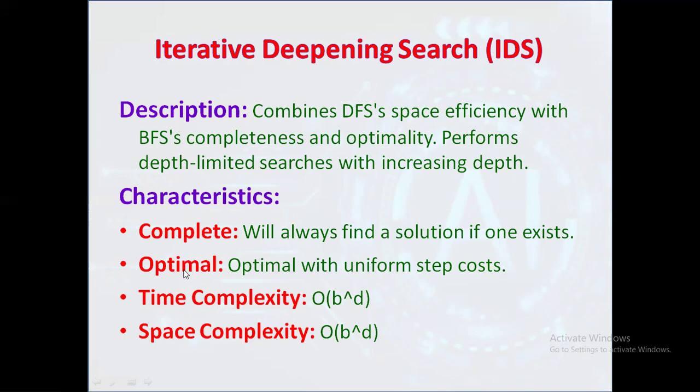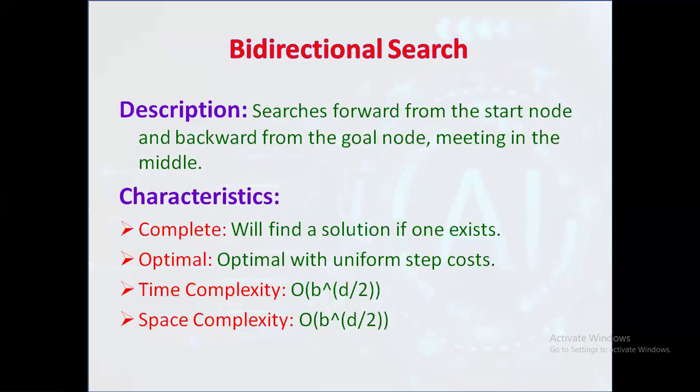IDS is particularly useful when the search space is large and memory is limited, as it only stores the current path. Its time complexity is similar to BFS, that is order of b to the power d, but it is more space efficient, making it a good choice for large search spaces. So this iterative deepening search is a very good algorithm for large search spaces. The next type is the bidirectional search.